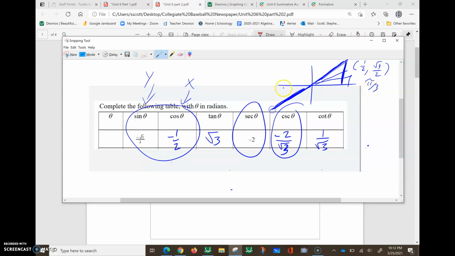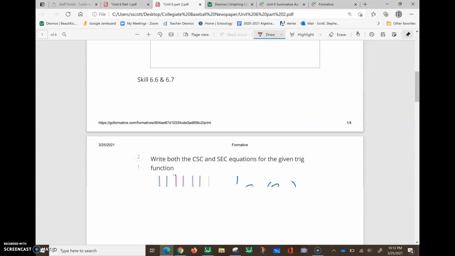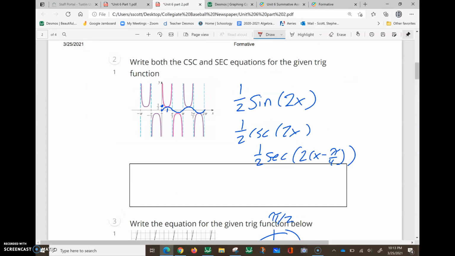That means to go from here to there, I'm rotating another pi thirds. So I can just add pi to pi thirds, and what you'll see is that is 4 pi thirds. And there's your table. Okay, moving on to the next question.